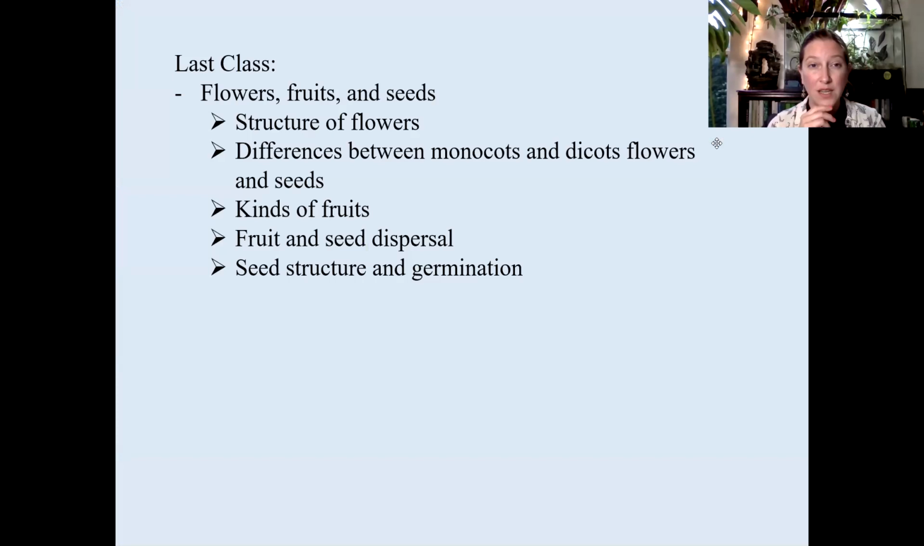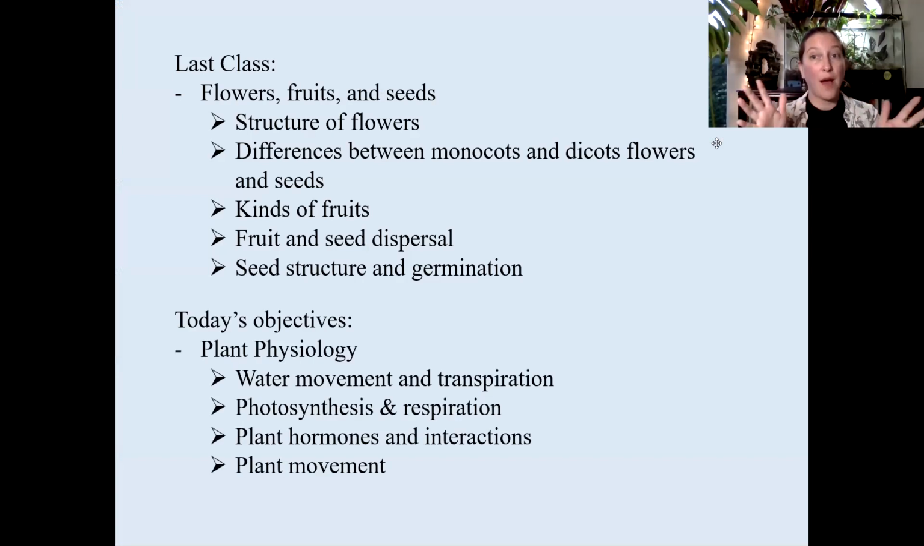So last class, we did flowers, fruits, and seeds. We talked about the structure of flowers, the differences of monocot and dicot flowers and seeds, and also an overview of the differences in monocots and dicots in general, kinds of fruits, fruit and seed dispersal, seed structure, and germination. Today, we're going to talk about physiology.